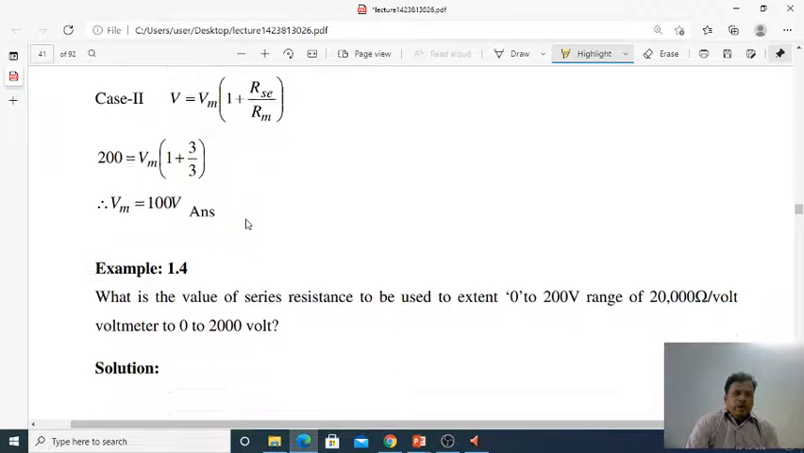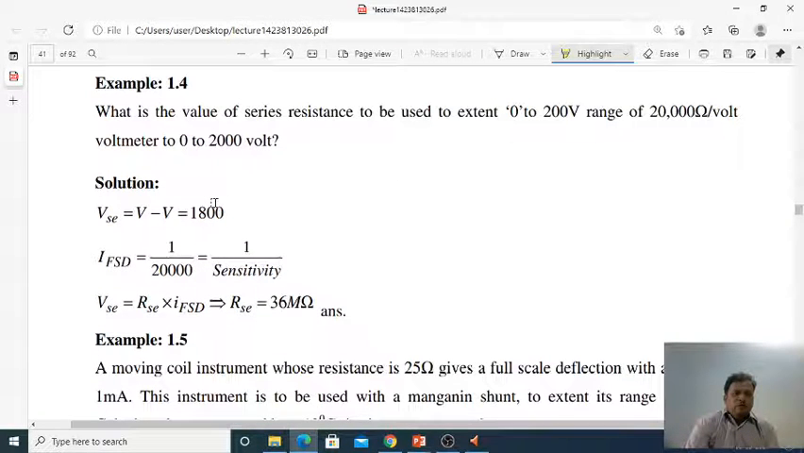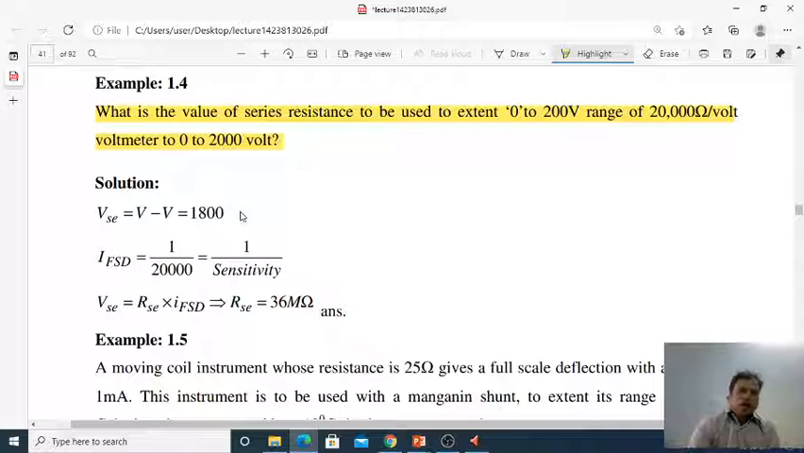So one more numerical problem here is: what is the value of the series resistance to be used to extend the 0 to 200 volts range of a 20,000 ohm per volt voltmeter to 0 to 2000 volts? So what is the value of series resistance we have to add?